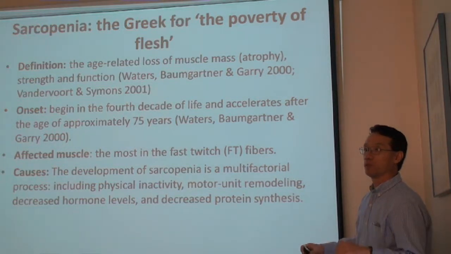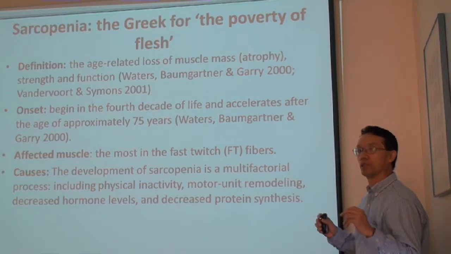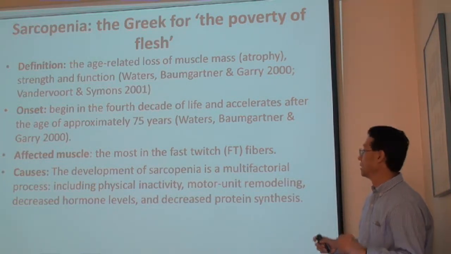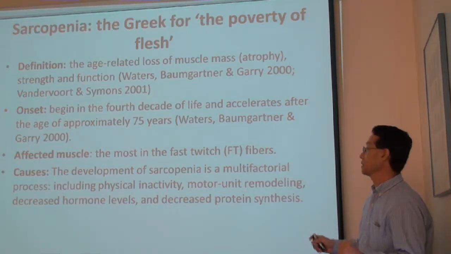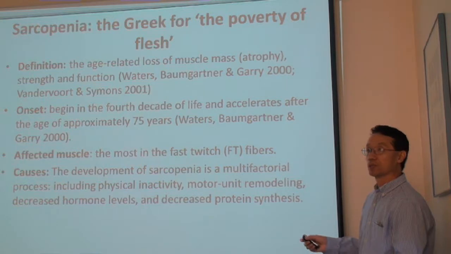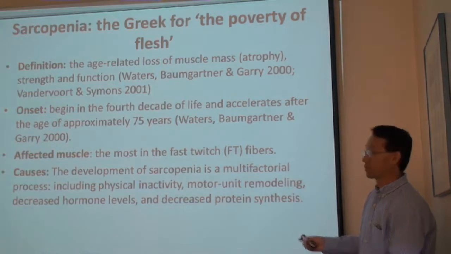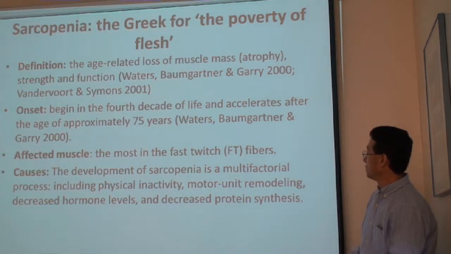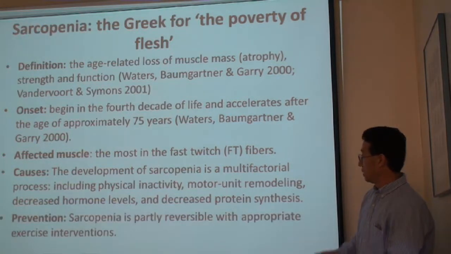There are multiple causes of the development of sarcopenia, including physical activity. If older people are bedridden and inactive, after a while you find a dramatic decrease of muscle mass. There is also motor unit degeneration, commonly called denervation. There are also decreased hormone levels, like IGF and other sex hormones, and decreased protein synthesis in old people, related to muscle atrophy.